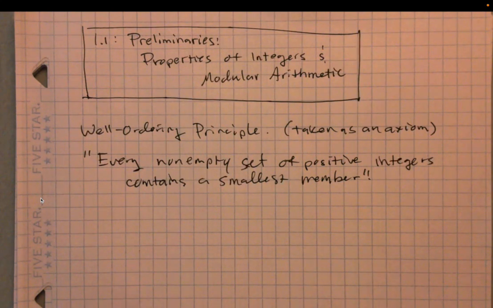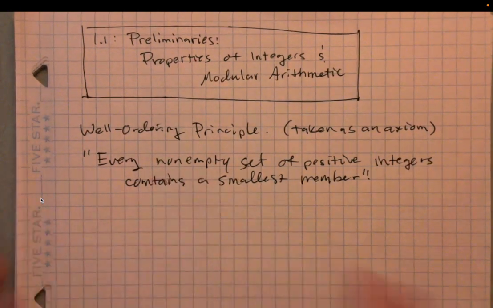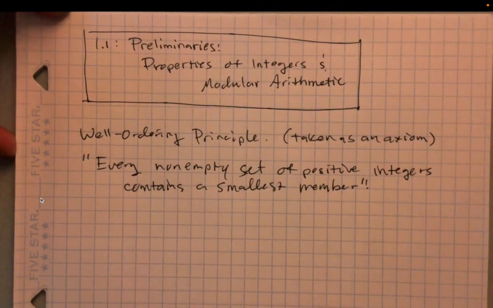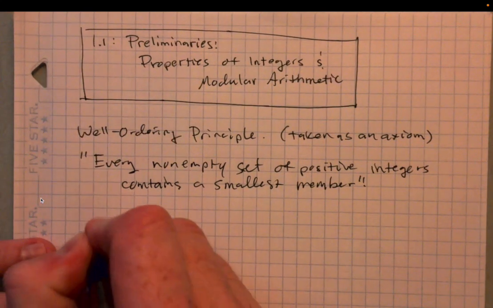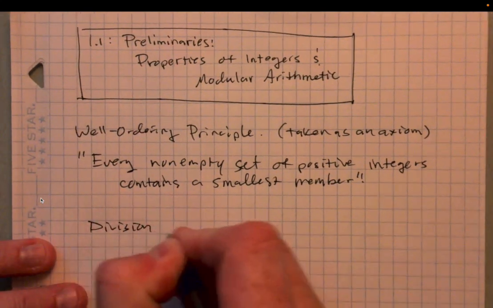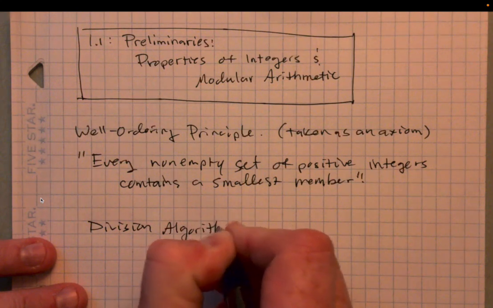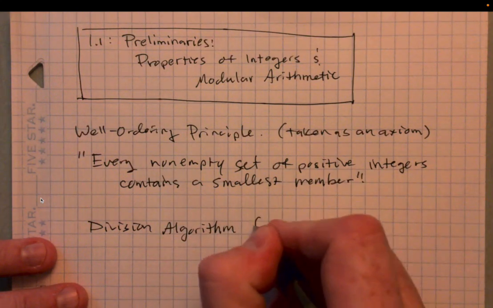And so this is going to come up in a couple of proofs. The first one that we're interested in is the division algorithm for integers. We need to have a good understanding of how the division algorithm works, and we want to be able to prove it, and the well-ordering principle is important for that proof. So let's start by talking through some of the aspects that'll come up in the division algorithm.